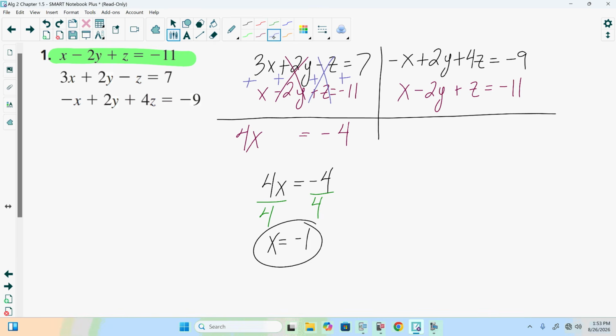Now, if we look at the other equation, because we're wanting to eliminate, we're going after z. No, we're going after y. 2y and negative 2y, would we add or subtract? 2 plus negative 2 is indeed 0. So those would indeed cancel, yes? Negative x plus x. 4z plus z. Negative 9 plus negative 11.